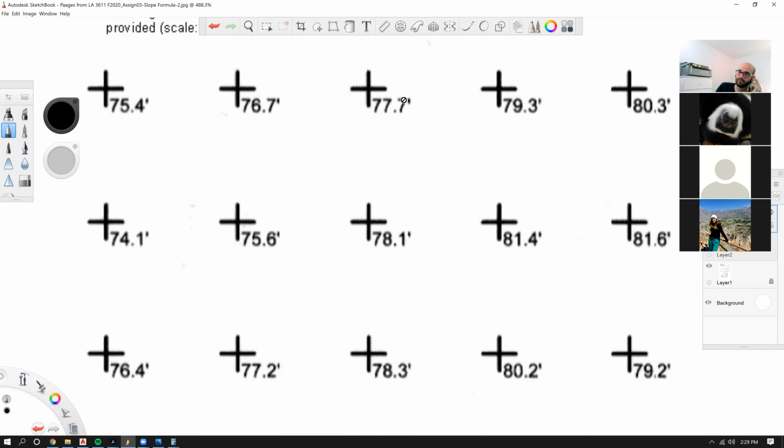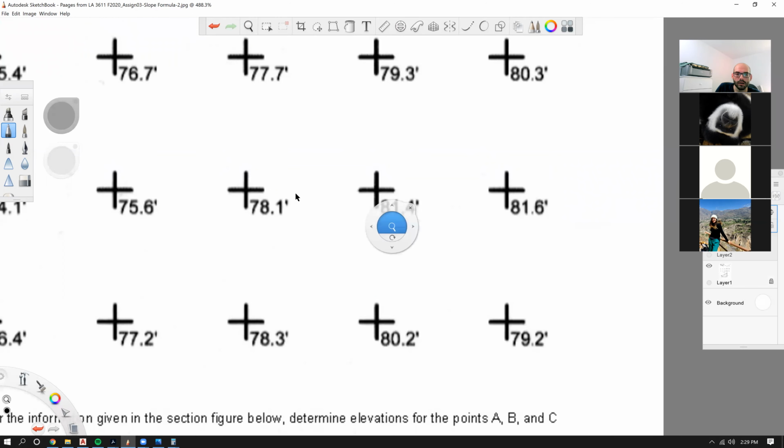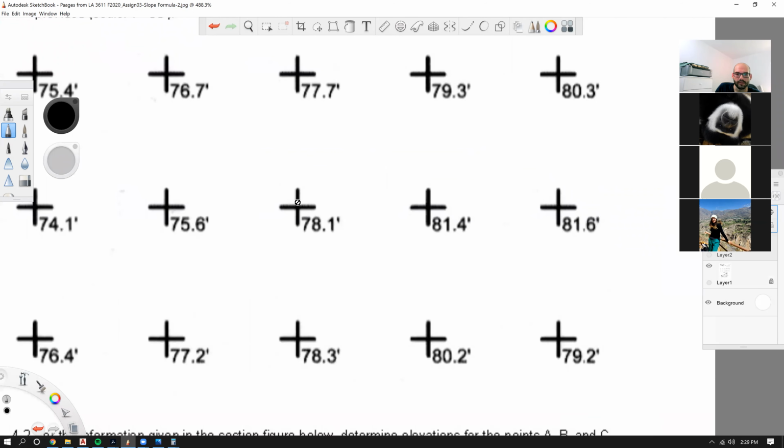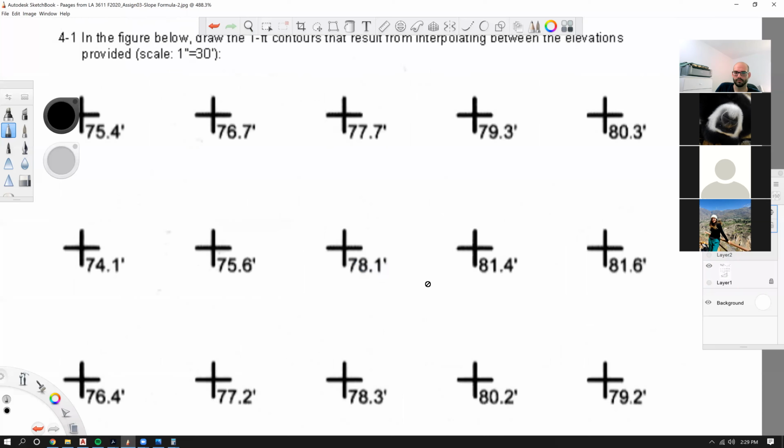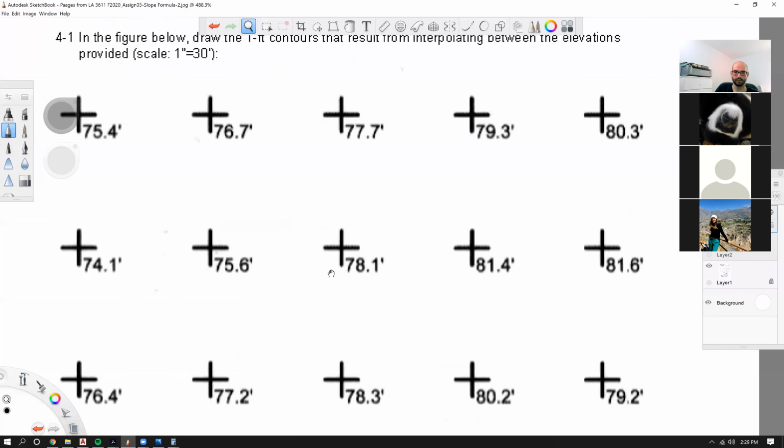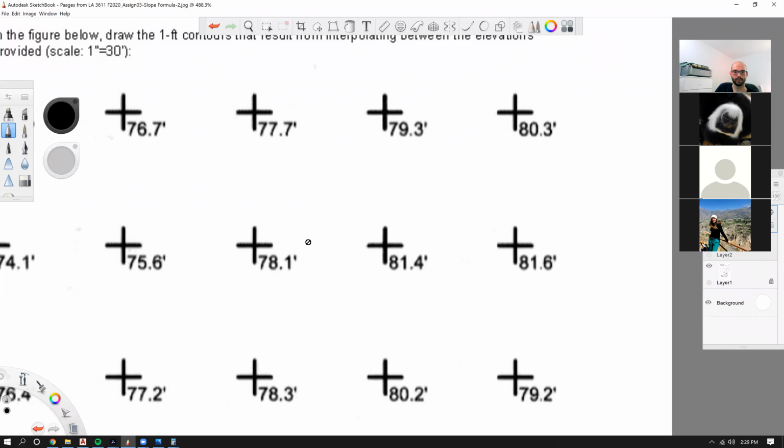Because on some of these, like 77 and 79, there are going to be 2 points between the two somewhere. This one, 78, you're going to have 79, 80, 81, 81.4. Yeah, you're going to have 3 dots between this one. So we should probably just go ahead and do it really quick.